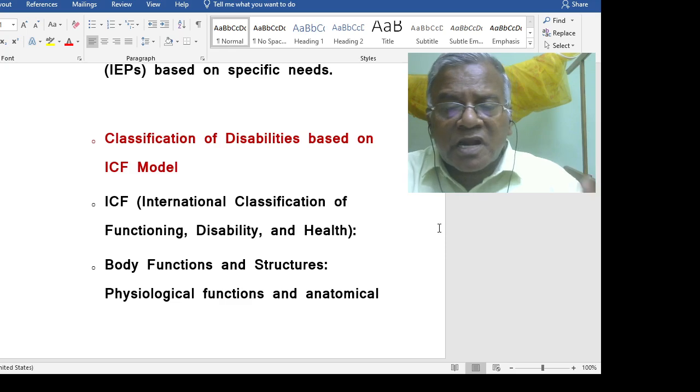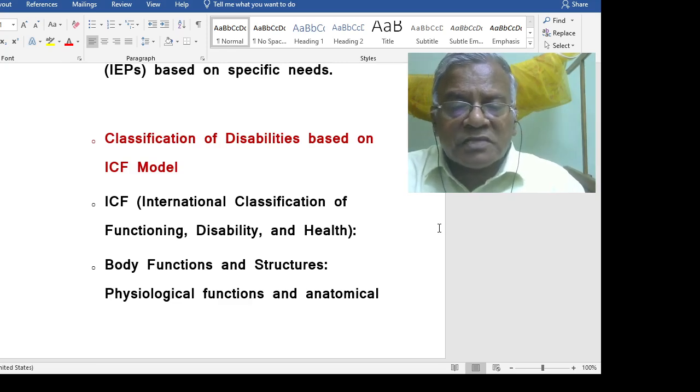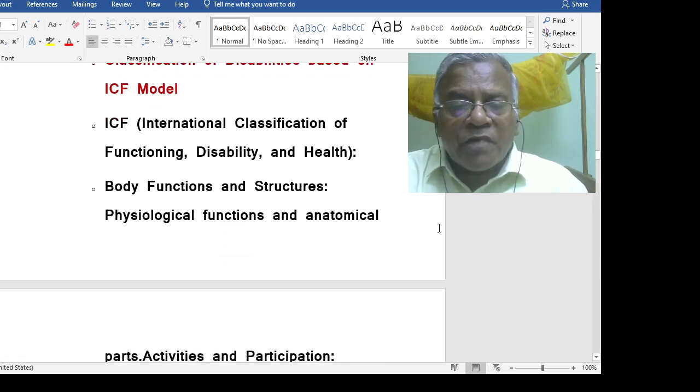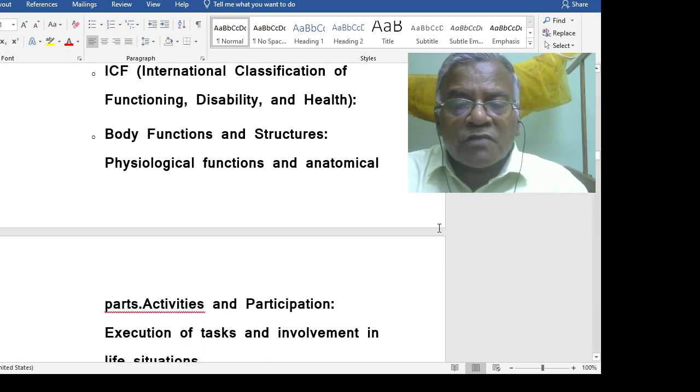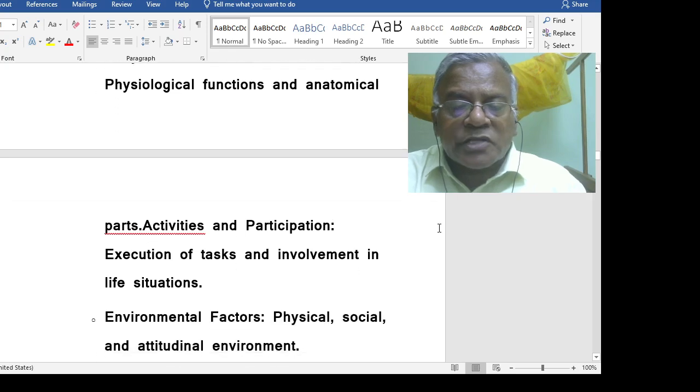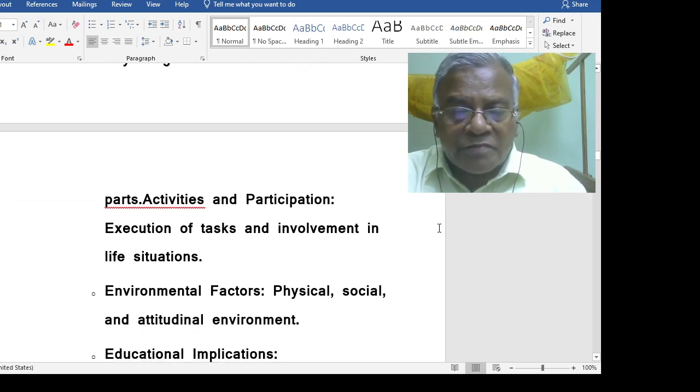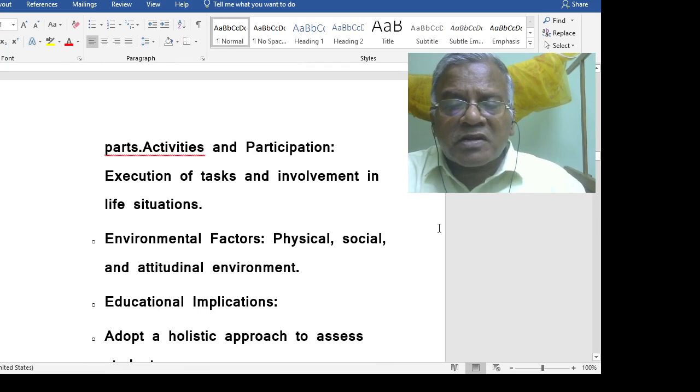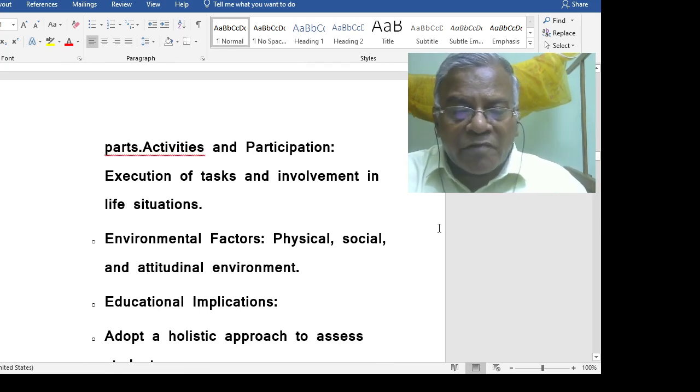ICF model means International Classification of Functioning, Disability and Health. Body functions and structures, physiological functions and anatomical parts; activities and participation, execution of tasks, involvement in life situations; environmental factors, physical, social and attitudinal environment.